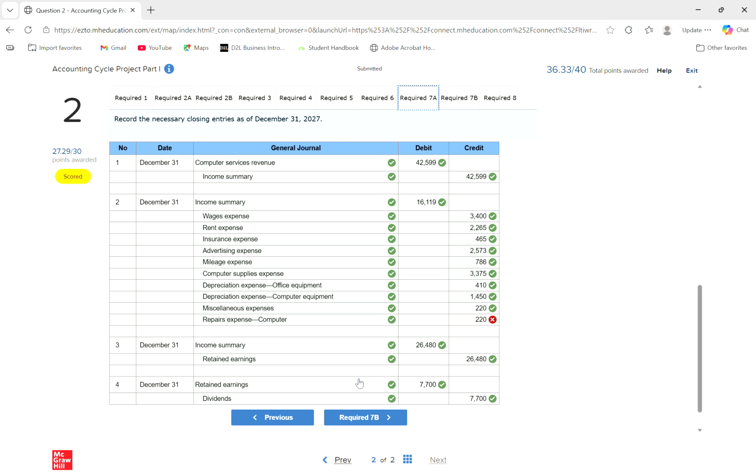Closing entries reset temporary accounts to 0. So first, I closed revenue to income summary. Second, I closed expenses to income summary. Third, I closed income summary to retained earnings. And fourth, I closed dividends to retained earnings. At one point, I placed a small expense amount in the wrong account during closing, but corrected it by verifying totals against the income statement.